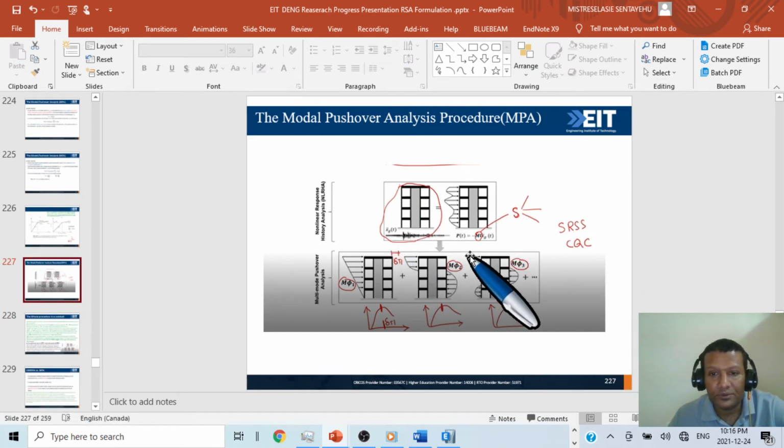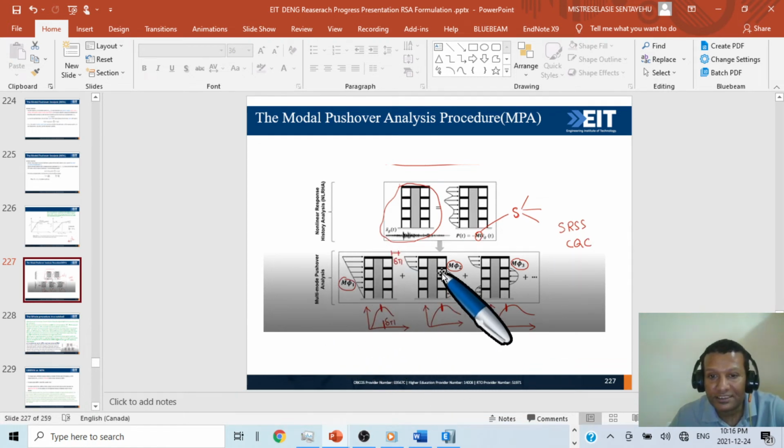So this is what we have, S here. In the modal pushover analysis, we have S here. We take the first mode, then we apply this first mode progressively, and we get the target displacement. Then we go to our pushover curve and extract the response.